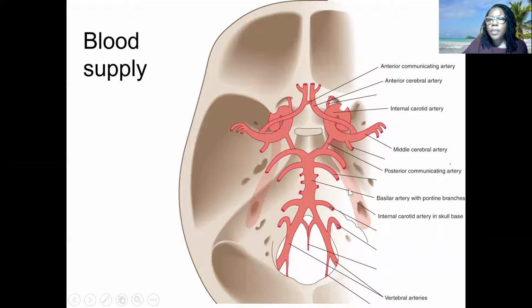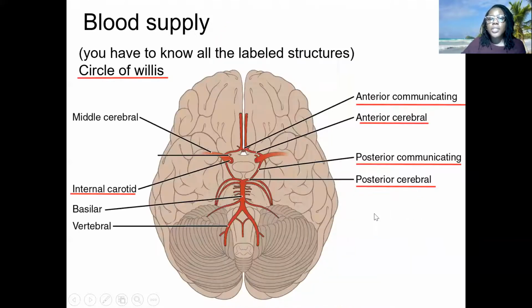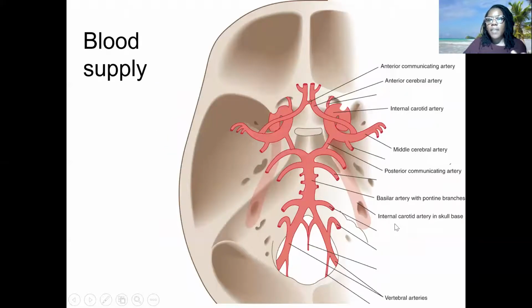So here's another view of the circle of Willis. This is a view that's looking through the cranial cavity. So we can actually see some of the foramina of the skull and how the vessels look in relation to some of those foramina. Whereas in this image, what we're seeing is the vessels in relation to the brain itself. So make sure that you have an idea of where the vessels are in relation to the brain, and then where they actually fit in relation to the foramina and the openings of the skull.